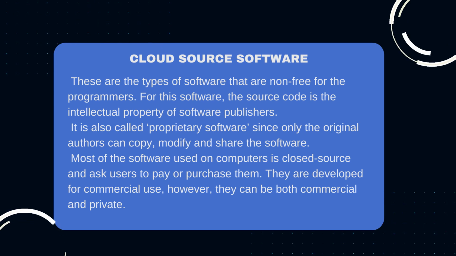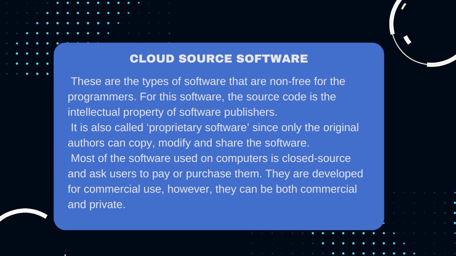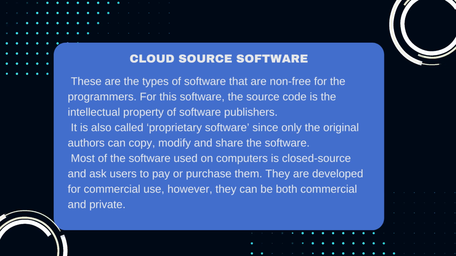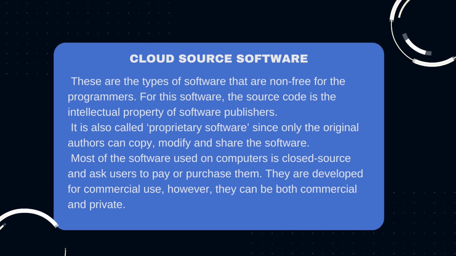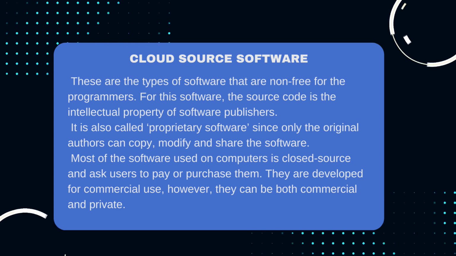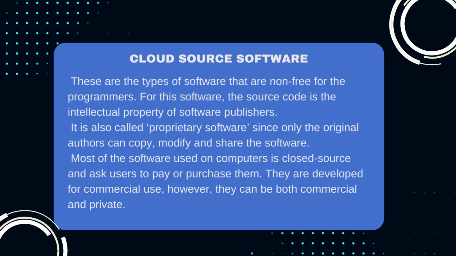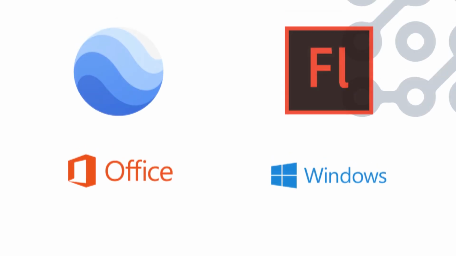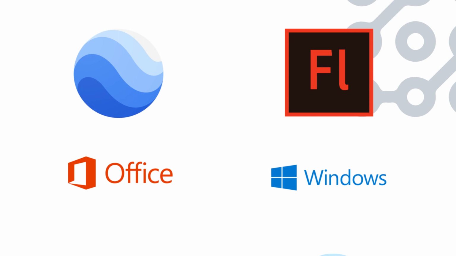Most of the software used on computers is closed source and asks users to pay or purchase them. They are developed for commercial use, however, they can be both commercial and private. Examples are Google Earth, Adobe Flash, Microsoft Office, and Microsoft Windows.